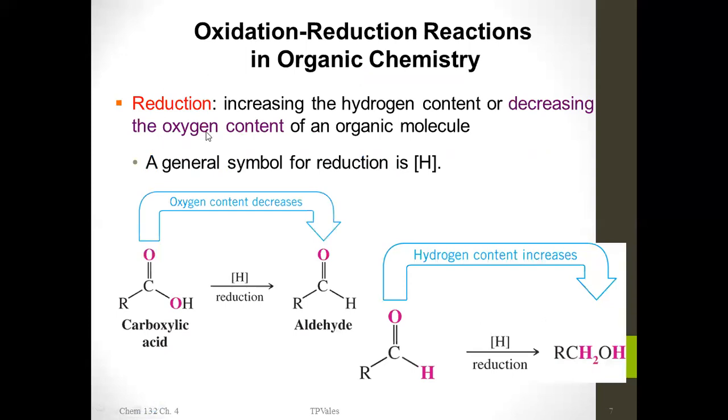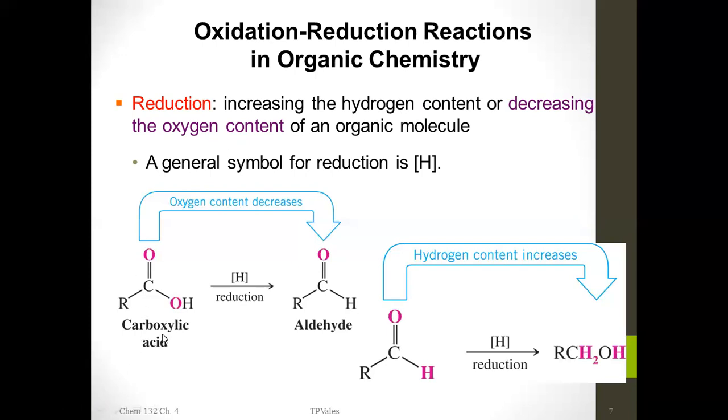So the reduction process is a reaction in which there is an increasing hydrogen content or decreasing oxygen content. So your indicator when reduction occurs for organic compounds is when you have an increased number of hydrogens, or hydrogen content, or when there is a decrease in oxygen content.